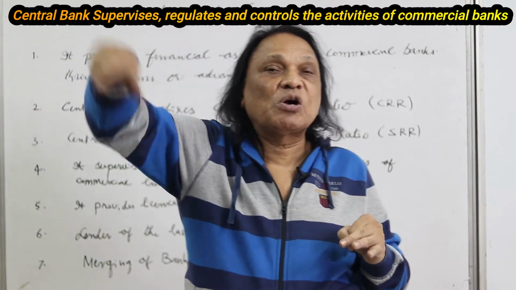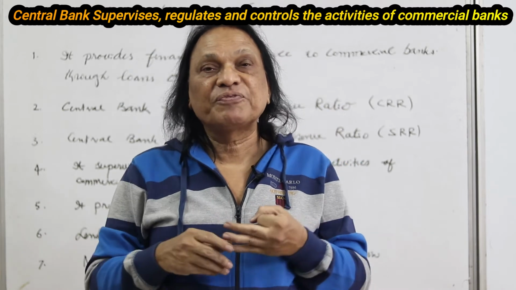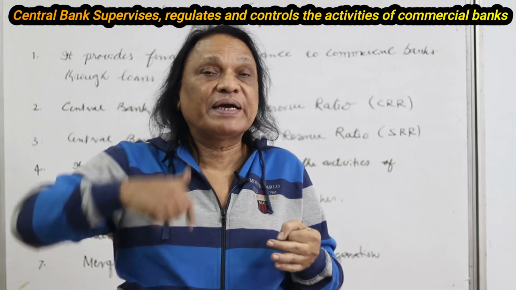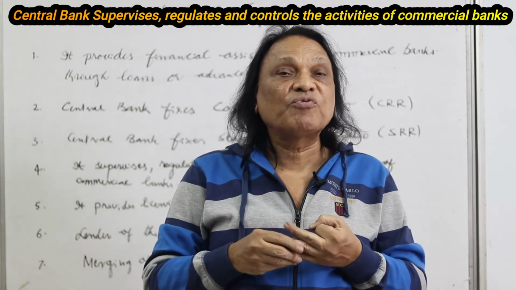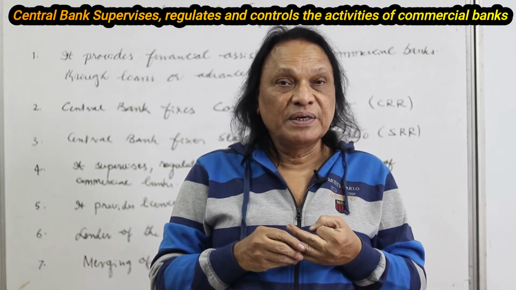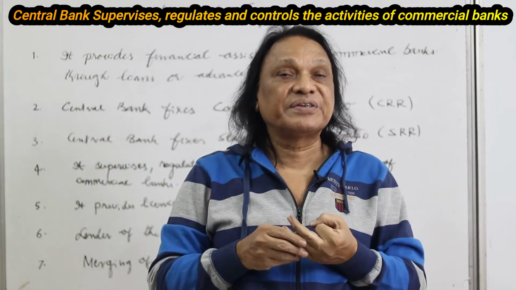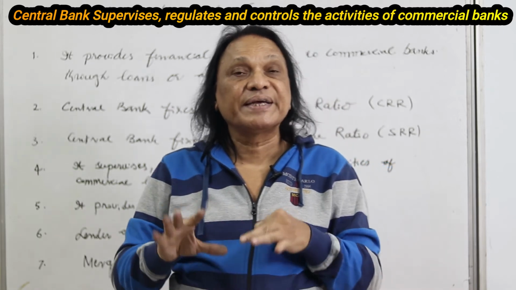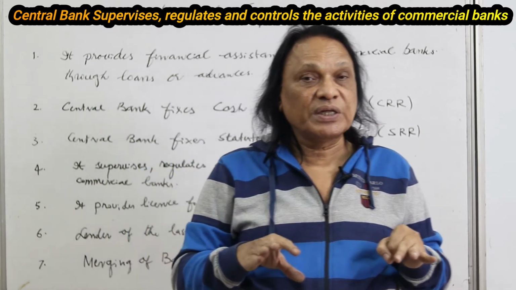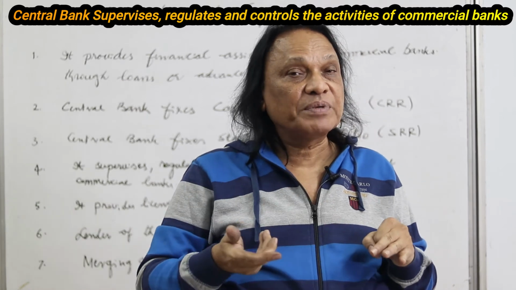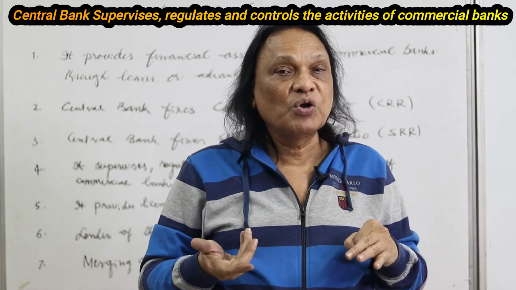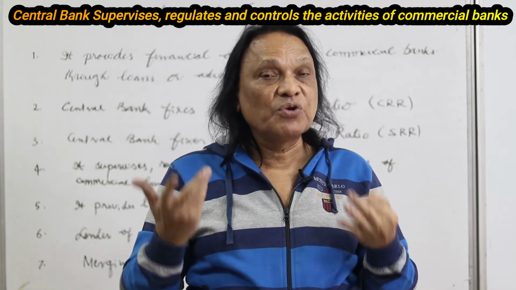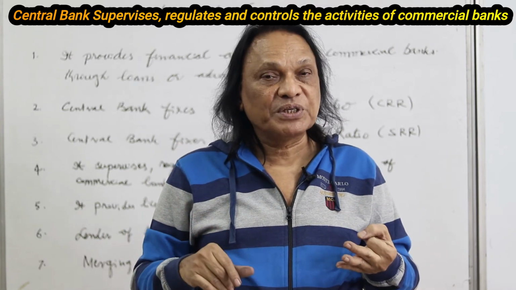So depending upon the economic situation, in case of inflation in the economy, the central bank advises the commercial banks not to advance loans, or maybe the central bank increases the interest rates so that there should not be more credit creation in the economy. In case of depression or recession in the economy, the central bank advises the commercial banks to liberally give loans or decrease the interest rate. That is, it supervises, regulates, controls and helps the commercial banks.